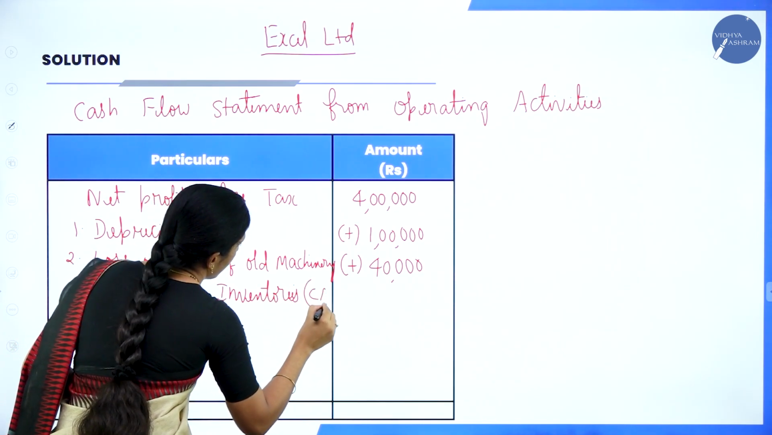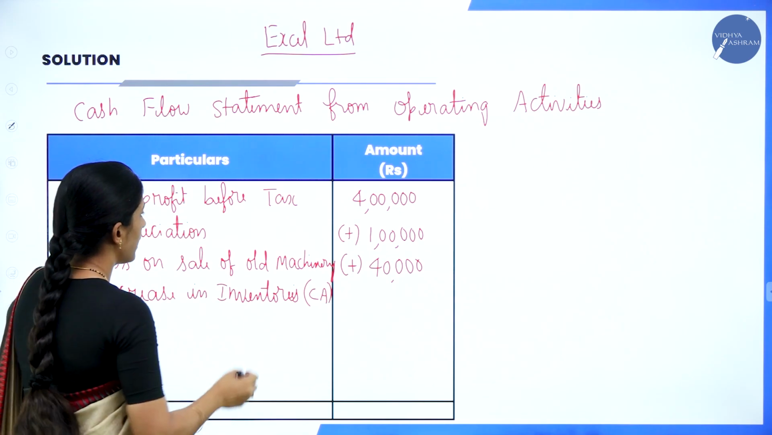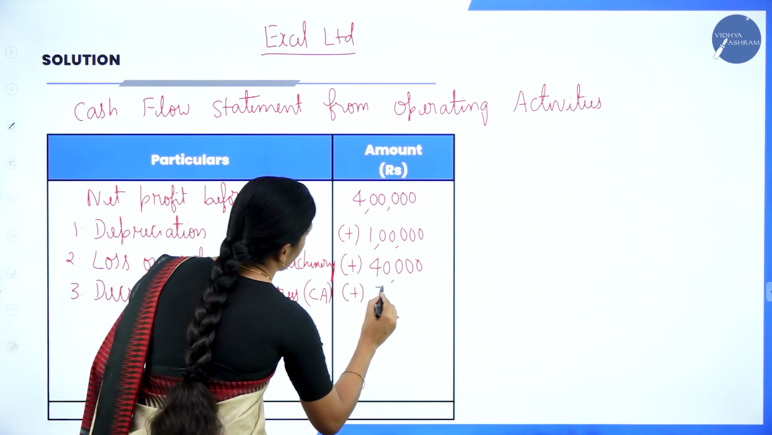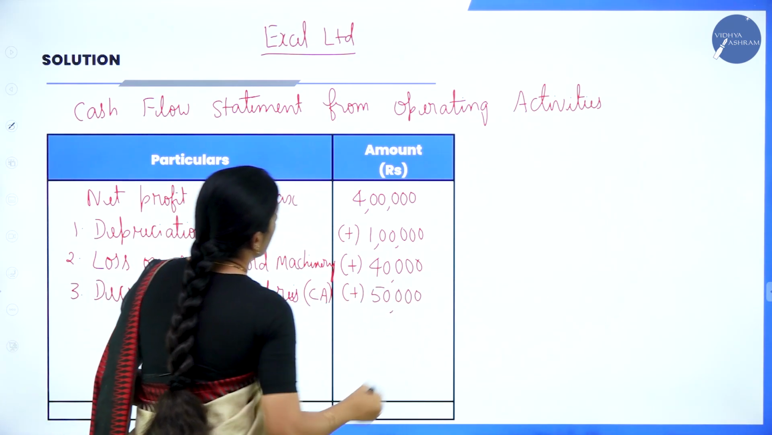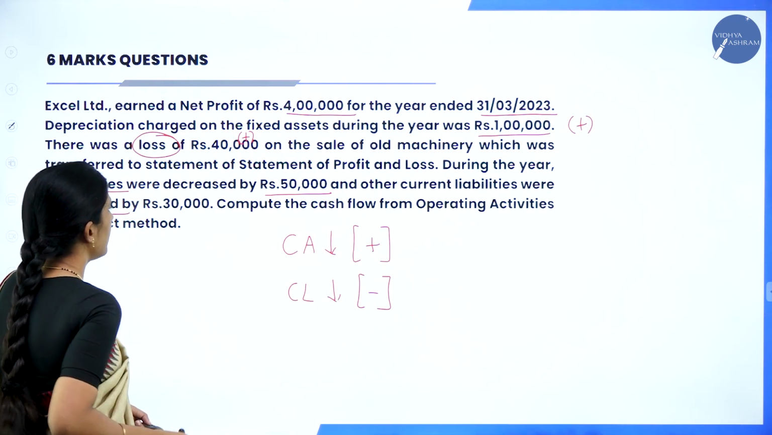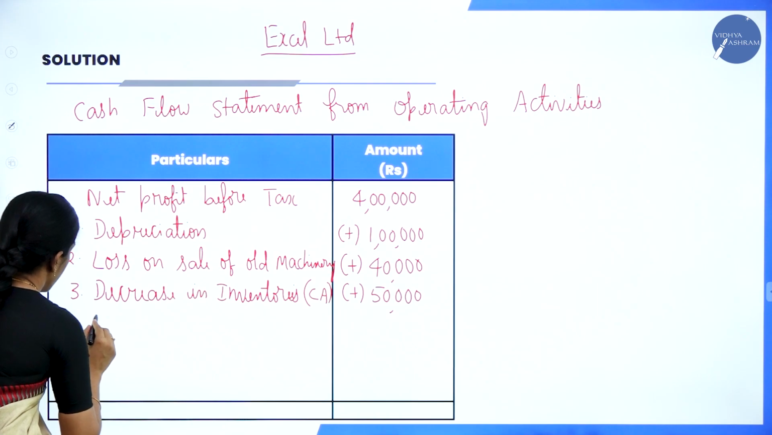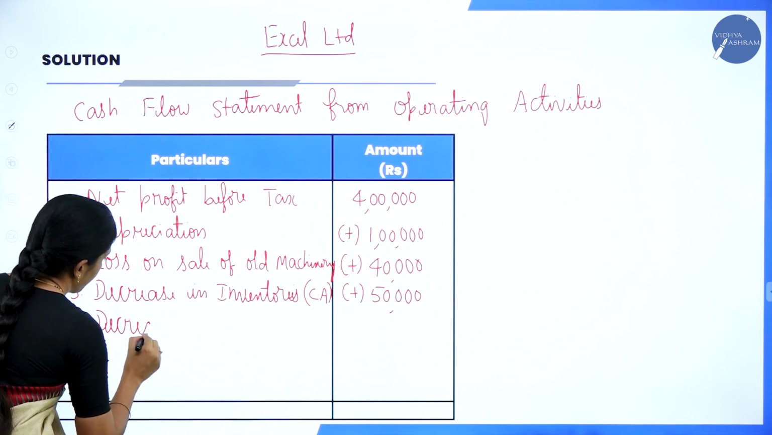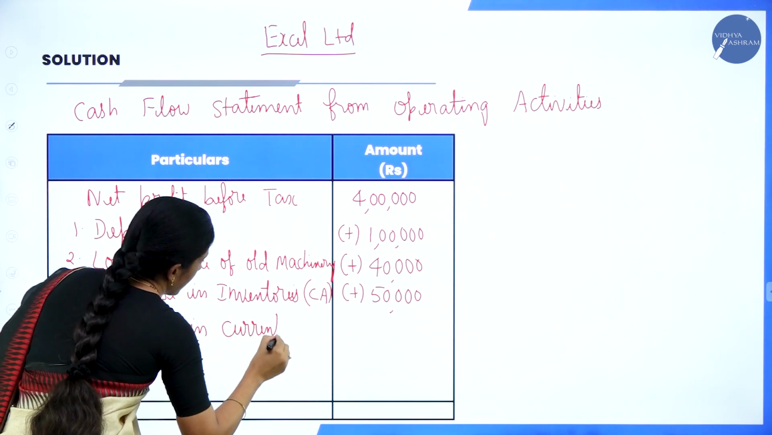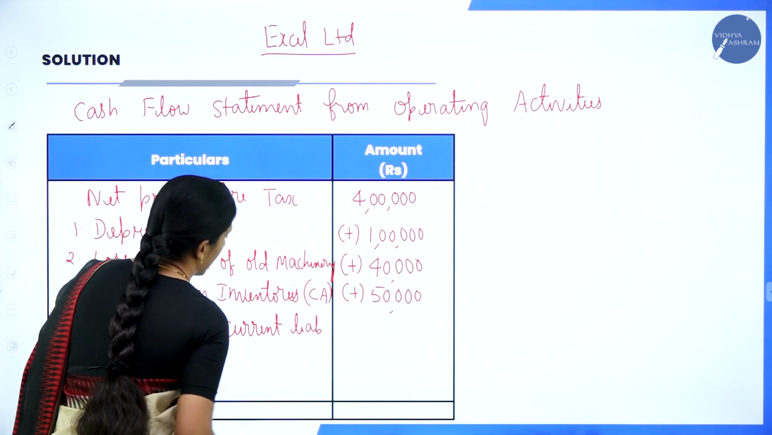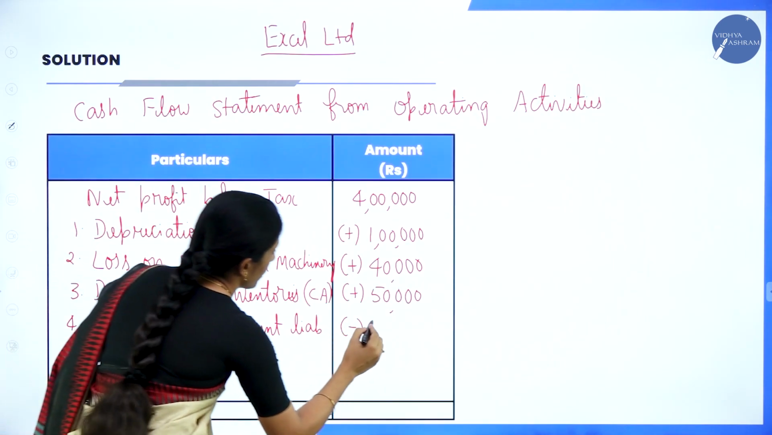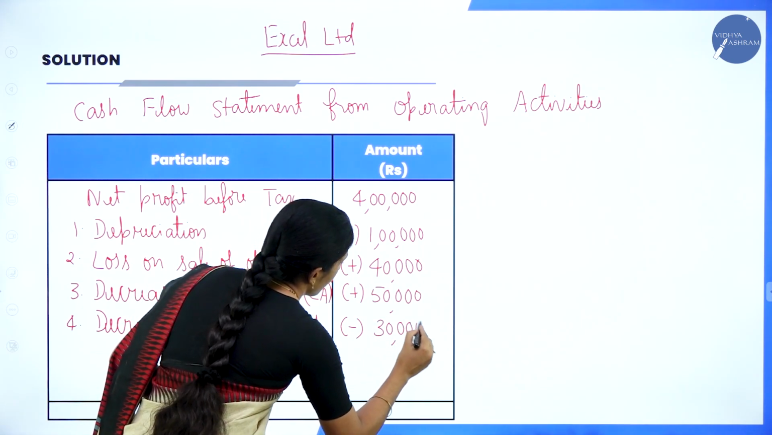That is a current asset, decrease in current asset. So you have to add here. So how much? 50,000. Again, next is current liabilities were decreased. So decrease in current liability, 30,000. Fourth is decrease in current liabilities. Decrease in current liability. So you have to minus, that is minus 30,000. So we are done with this.